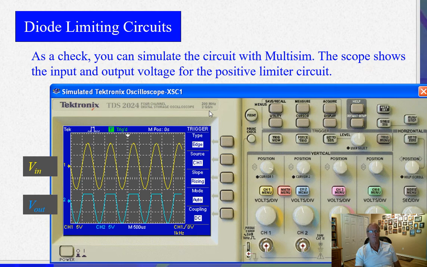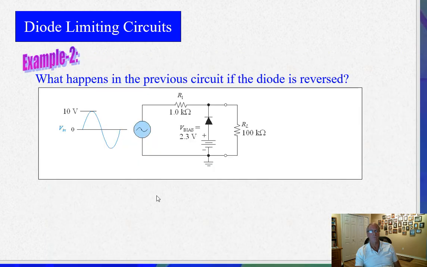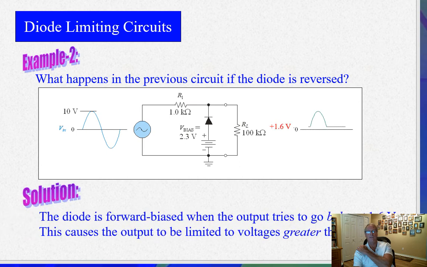There's a scope trace. And if you flip the diode around, it's the same thing, only it clamps it the opposite way, all right? So the V bias is 2.3 volts. You're going to subtract 0.7 volts now, and you end up with 1.6 volts at the very bottom. Okay, it allows everything to go up here, but then it clamps it at the bottom at 1.6 volts instead of at the top.